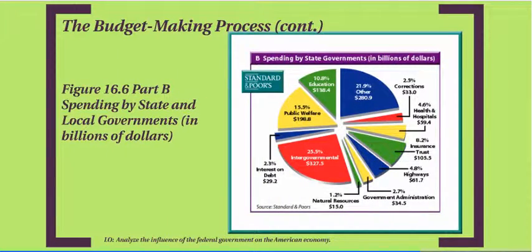And here's a look at state and local government dollars. And so you can see on this graph, the largest category is intergovernmental, followed by other, then public welfare, then education, and then it goes down from there.